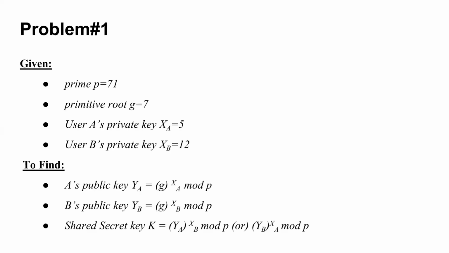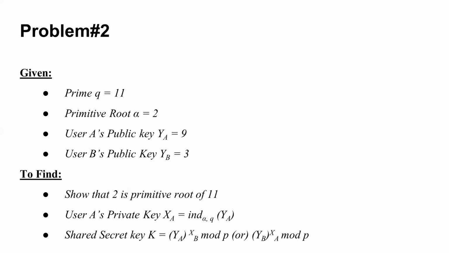So what is the problem one is? Prime number P is given, primitive root is given, uses A private key. So what is find? A's public key, B's public key, shared secret key. This is problem one.